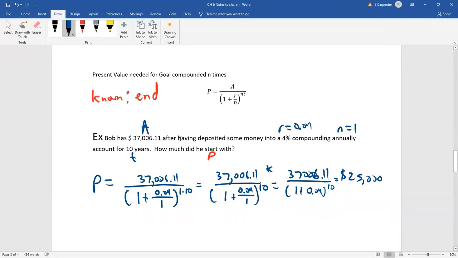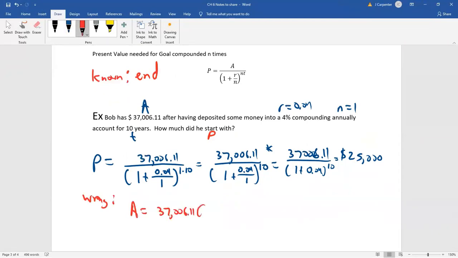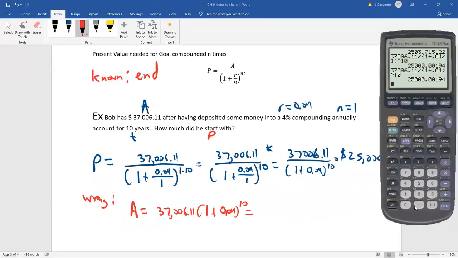Now, how could you know that you did this wrong? What if you used the wrong formula? What if you did this? What if you used the A equals 37,006.11 times 1 plus 0.04 raised to the 10? If you had typed that in the calculator, there's a way that you can instantly tell it's wrong. And you know how you instantly tell that it's wrong? You ask yourself, you know what it's going to be. Does it make sense? When I hit enter, I can instantly tell I've used the wrong formula if I pay attention and ask, does it make sense?